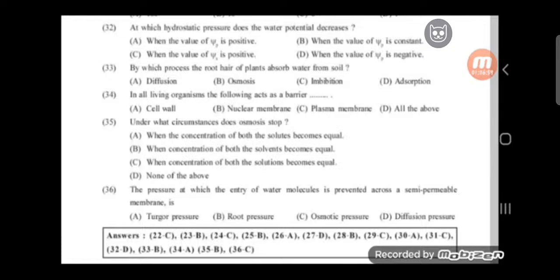So the correct answer for question number 36 is: the pressure at which the entry of water is prevented across the semi-permeable membrane, we call it as osmotic pressure.